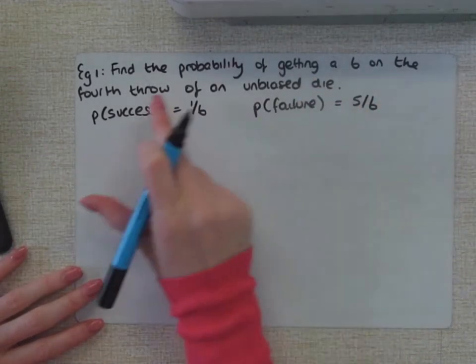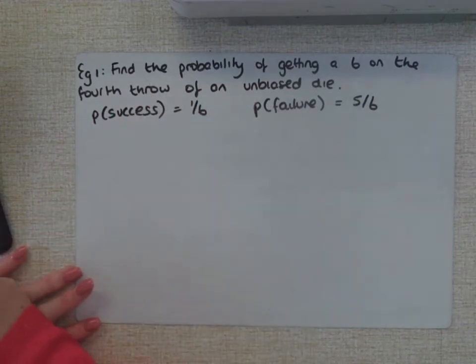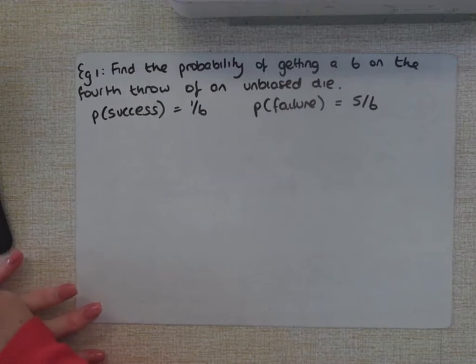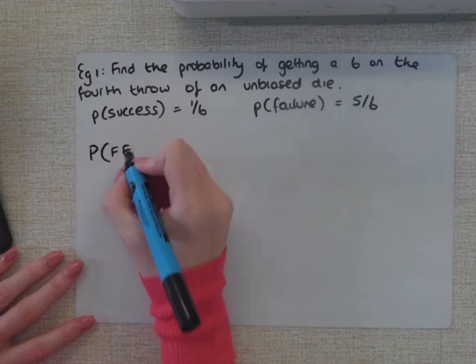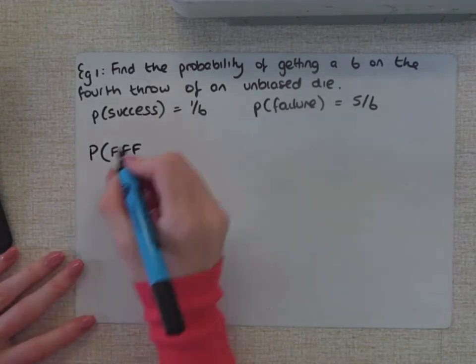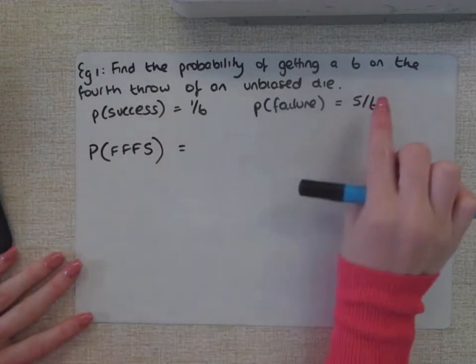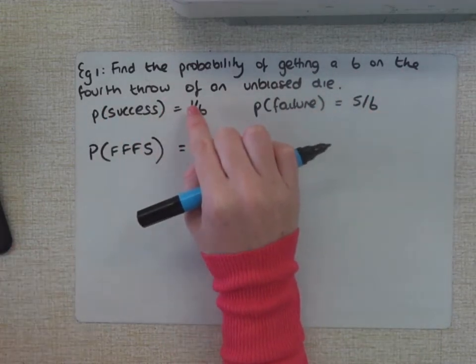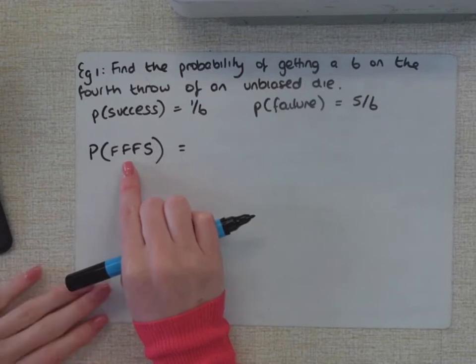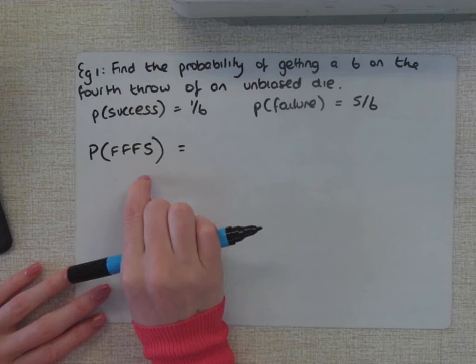Now, I want to get a 6 on the 4th throw of a dice. If it's on the fourth throw, what happened on the first, second and third? I didn't get a 6. So I failed, then I failed again, then I failed again, and then I got a 6. Does that make sense to you? If I'm getting my 6 on the fourth throw, that implies I didn't get a 6 on the first, the second, the third. So I failed, and I failed, and I failed, and then I succeeded. What does and mean? Multiply.